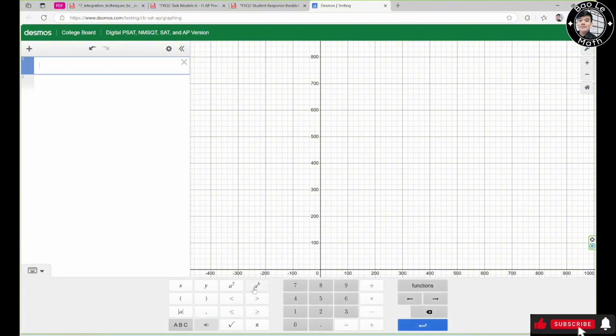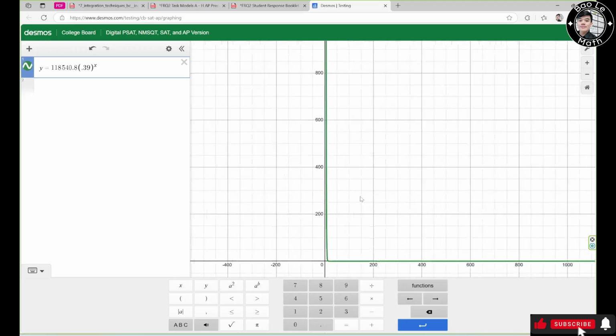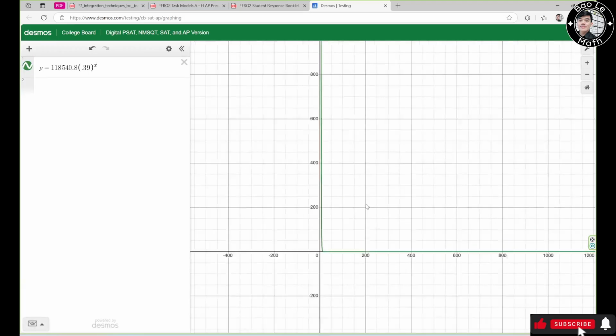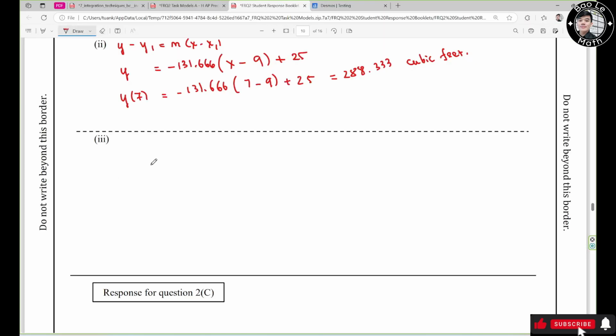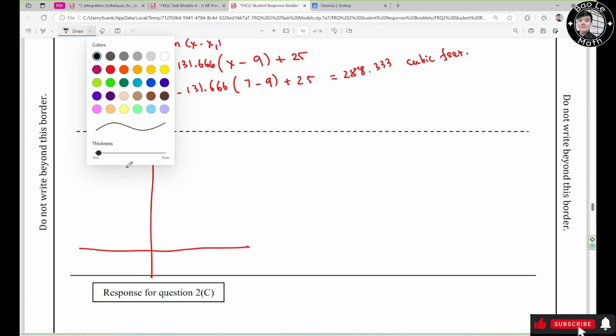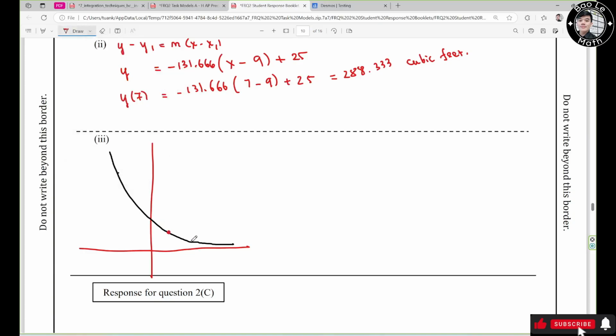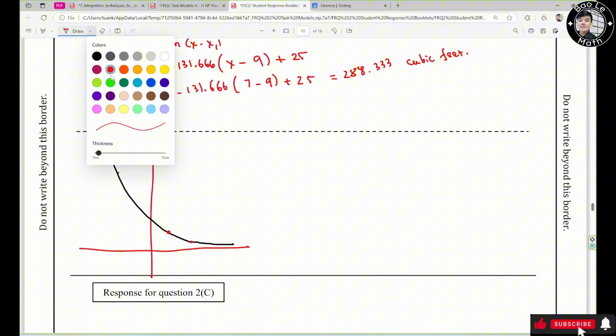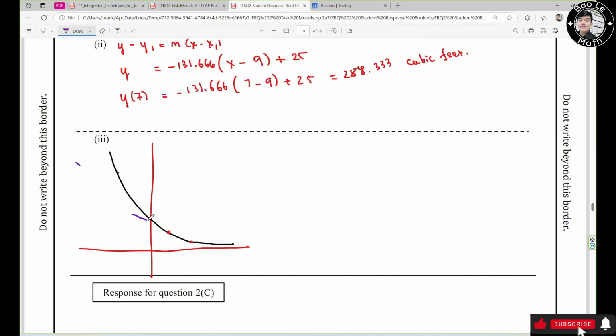So it's going to be like this. And you see that this is the exponential decay function. Now I'm going to graph the function over here. So it's going to be something like this. T equals 6 is going to be right here, and t equals 9 is going to be right here. So you see that the average rate of change is increasing because the function s of t right here is concave up.